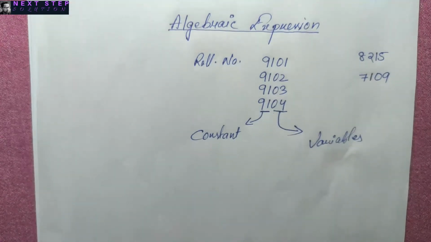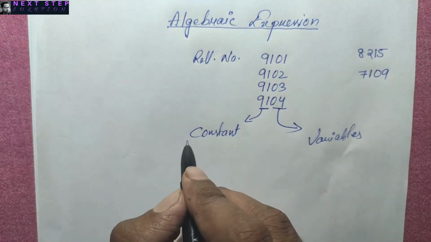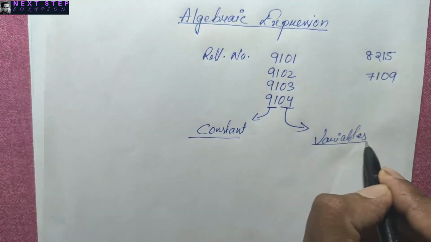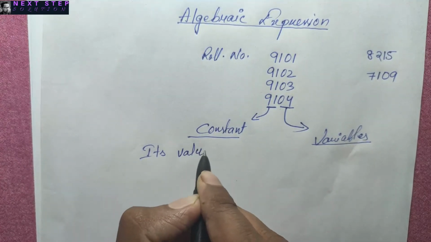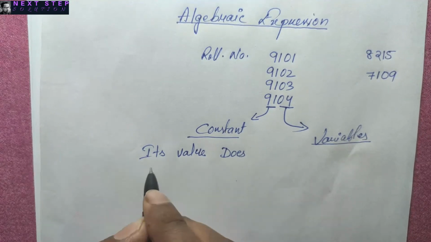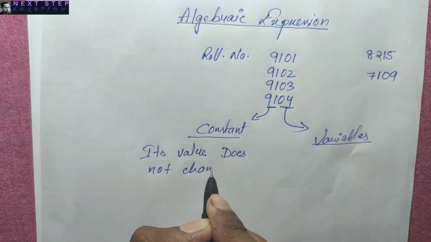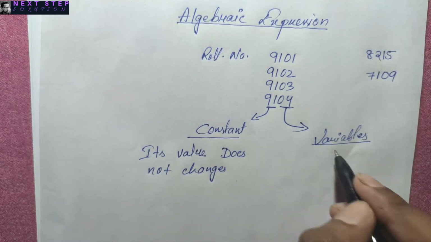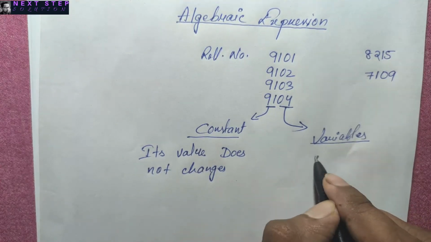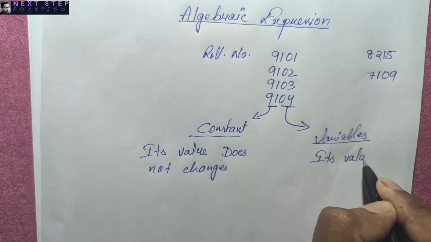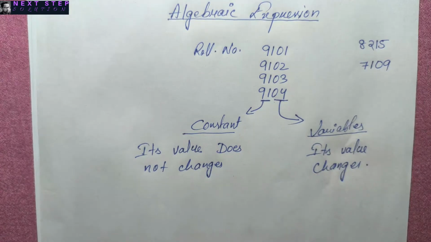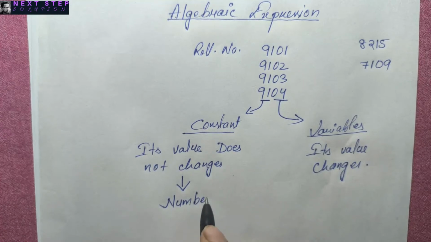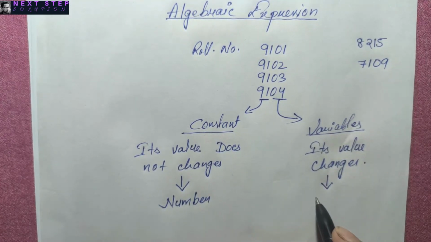Now, a constant, its value does not change. Its value does not change, and in a variable, its value changes. Now, these are numbers, and when it comes to algebraic expression, these are alphabets or symbols.